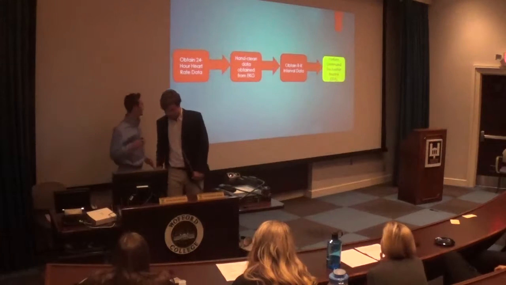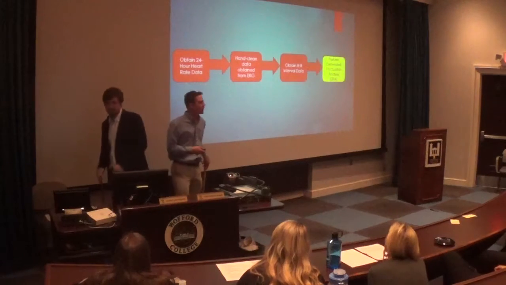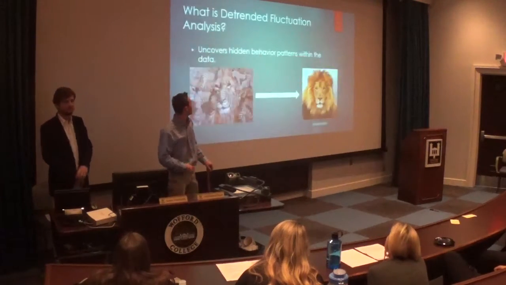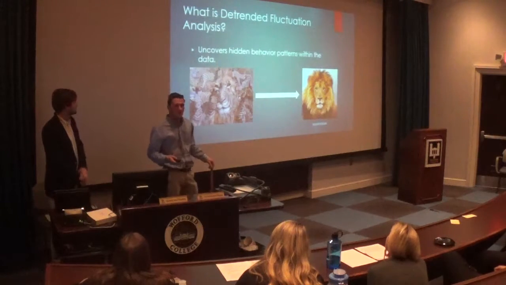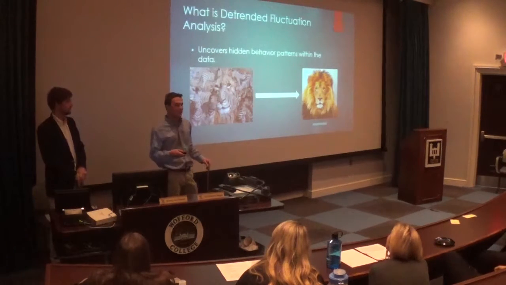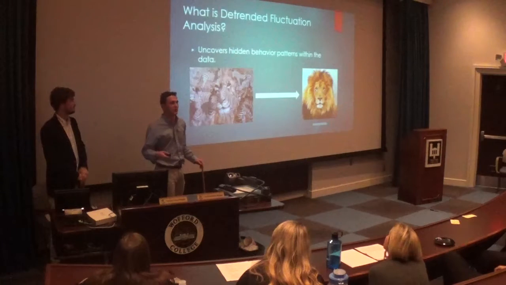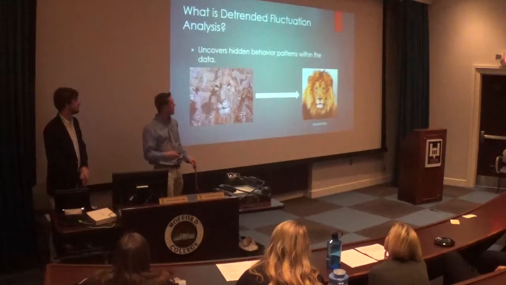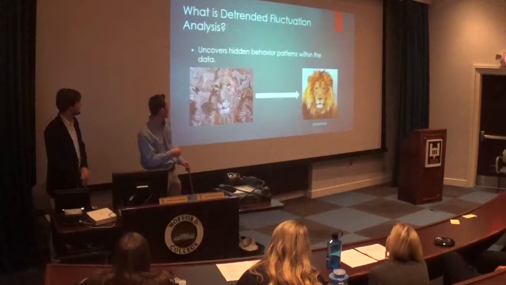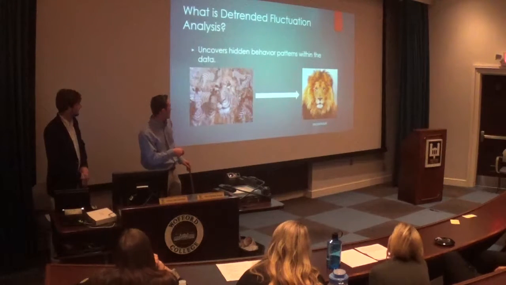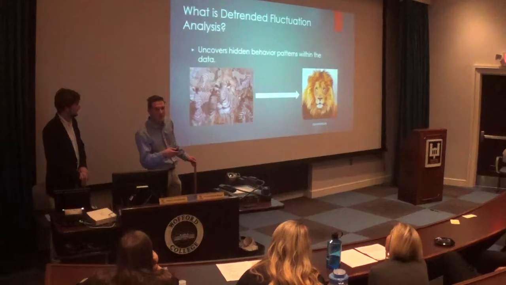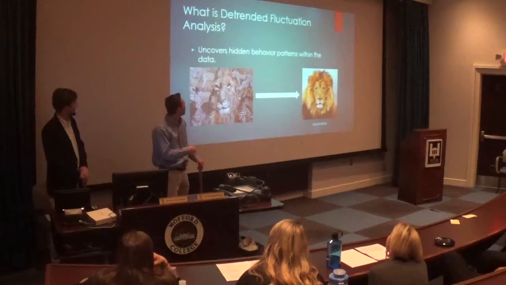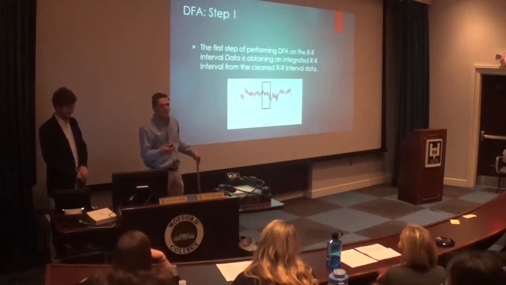So now we're going to get into a little bit about the analysis we're actually running here, which is the detrended fluctuation analysis. The detrended fluctuation analysis, to make it really simple, just finds hidden behavior patterns in complex data where it wouldn't seem as obvious. That can be related here to this lion face right here being pulled out like that. It's kind of what DFA does in a pictorial sense. So DFA finds the lion.